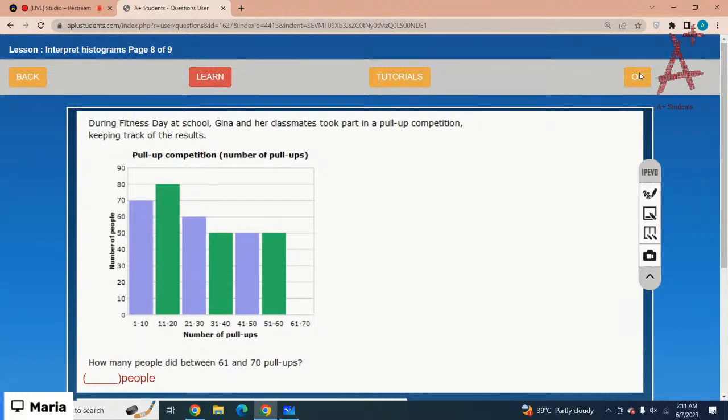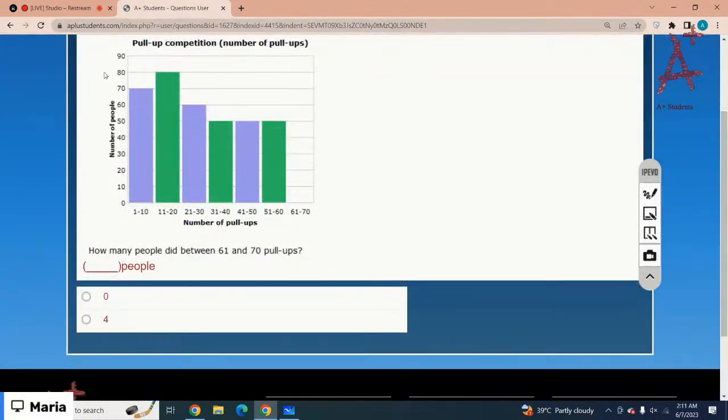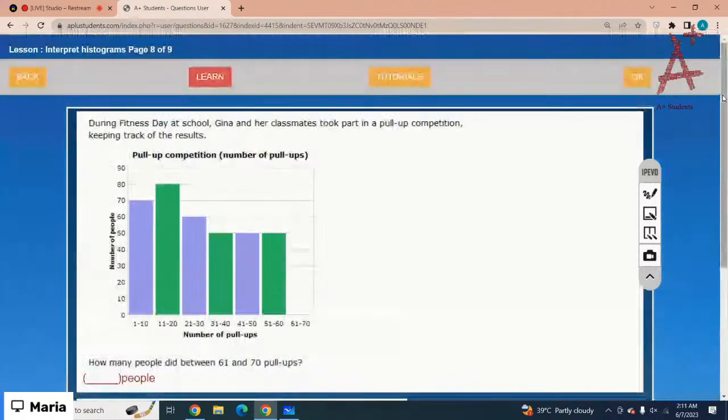Okay, the next one is: during fitness day at school, Gina and her classmates took part in a pull-up competition, keeping track of the results. How many people did 61 to 70 pull-ups? On the x-axis you have the number of pull-ups and on the y-axis you have the number of people. Here is 61 to 70 and you have no value here. That means 0 people did 61 to 70 pull-ups. Got it?